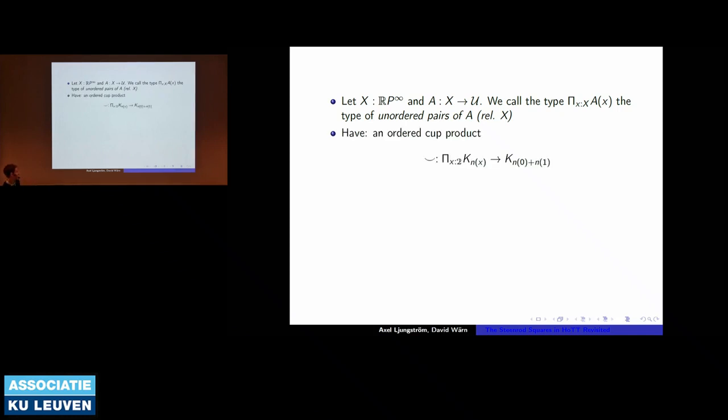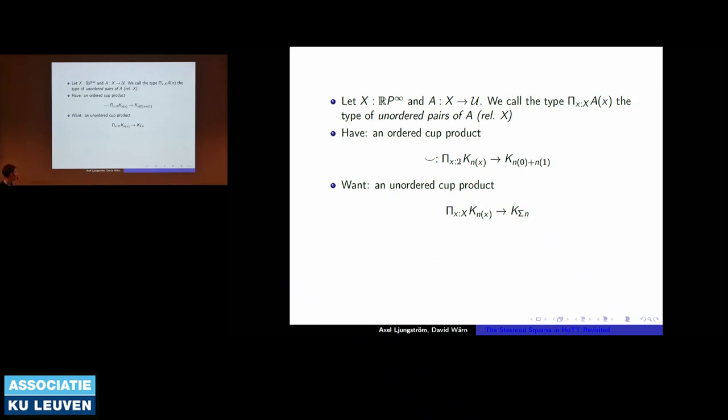So what we have from previous work is an ordered cup product, which takes two points in K_n0 and K_n1, and it returns something in K_(n0 plus n1). Right? That's the usual cup product, and we would like to generalize this for an arbitrary two-element type x, and an arbitrary family n over x. So this is what we want.